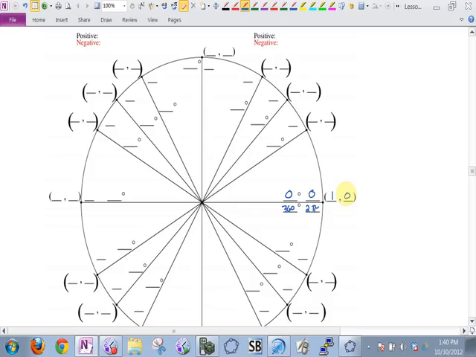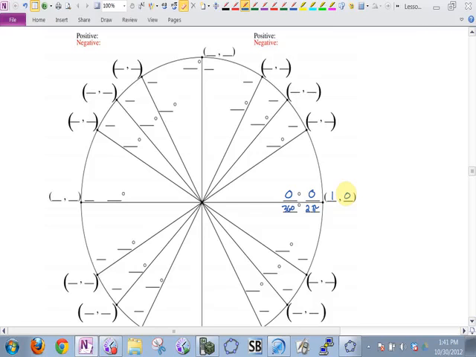Let's answer a couple. What is the cosine of 0 degrees? Cosine of 0 degrees is 1. Cosine is your x-coordinate. What is the tangent of 360 degrees? 0 divided by 1 is 0. It is 0. What is the sine of 2 pi radians? 0.